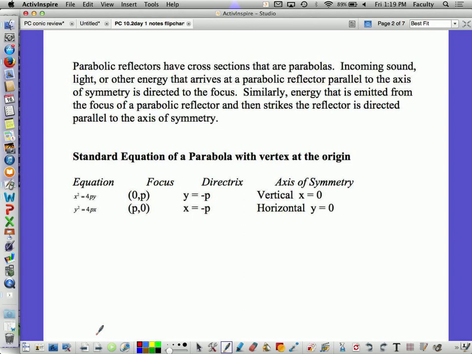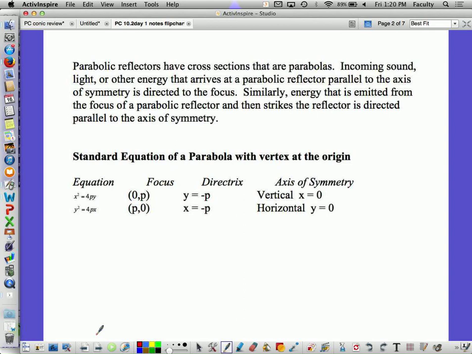So again, the good news is we're going to do the basics, and today we're going to be very, very basic, where our parabola will have the vertex at the origin. On Monday, we're going to take it off the origin. So I'm doing this nice and slowly to ease into this.